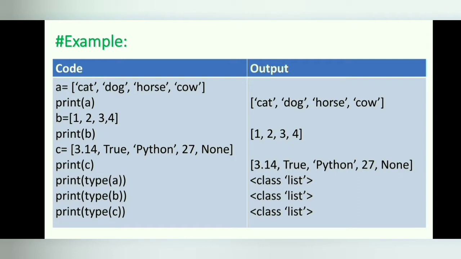We can get the data type of an object by using the built-in function type in Python. The last three statements of the example will display the data types of the variables a, b and c respectively. Here the data types are list. The list data type is represented by the list class in Python.